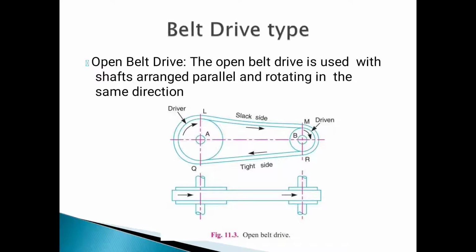Belt drive type: open belt drive and closed belt drive. There are two types of drive. The open belt drive is used with shafts arranged parallel and rotating in the same direction. See here, using the diagram I have shown A and B. These are the two pulleys. The driver is rotating in the clockwise direction and the driven member is also rotating in the clockwise direction.